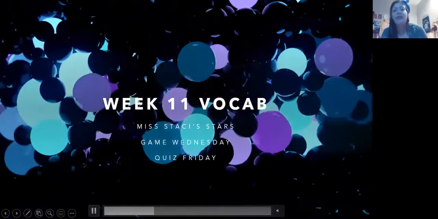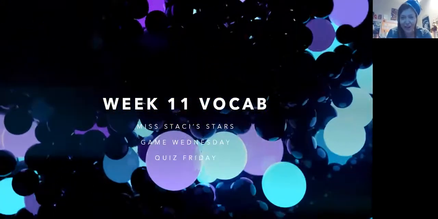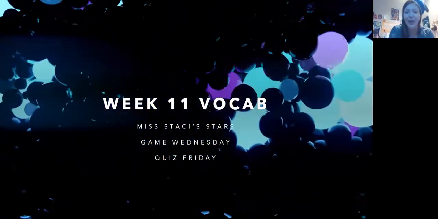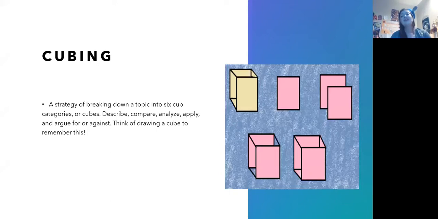All right, week 11 vocab for my stars. Are we thinking? Are we winding? Okay, we got to wind. Cubing. So our first word this week is going to be cubing.